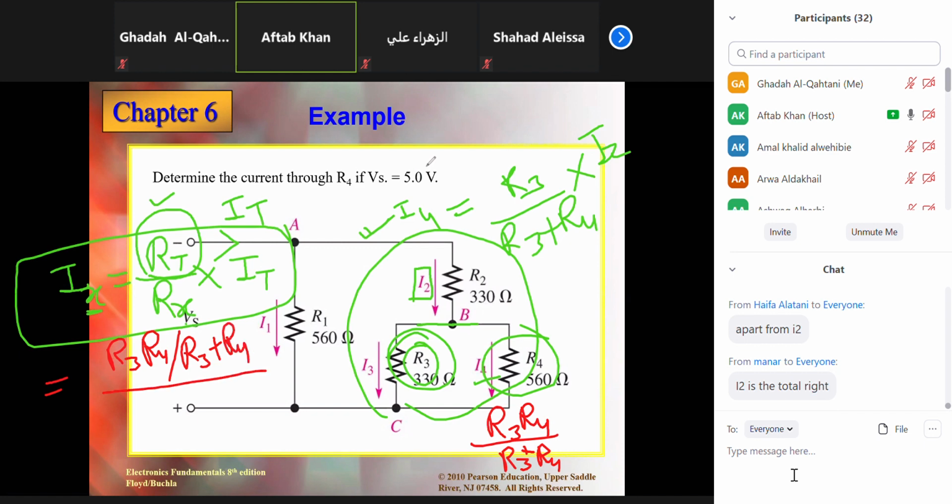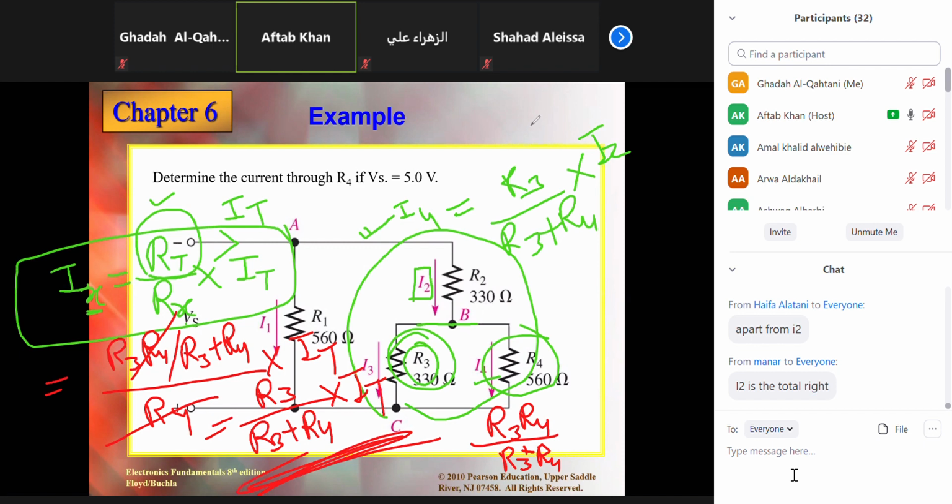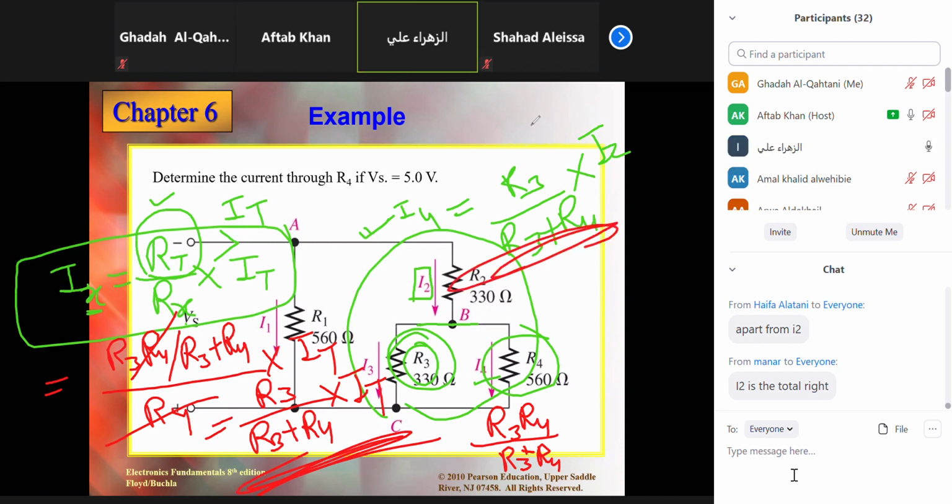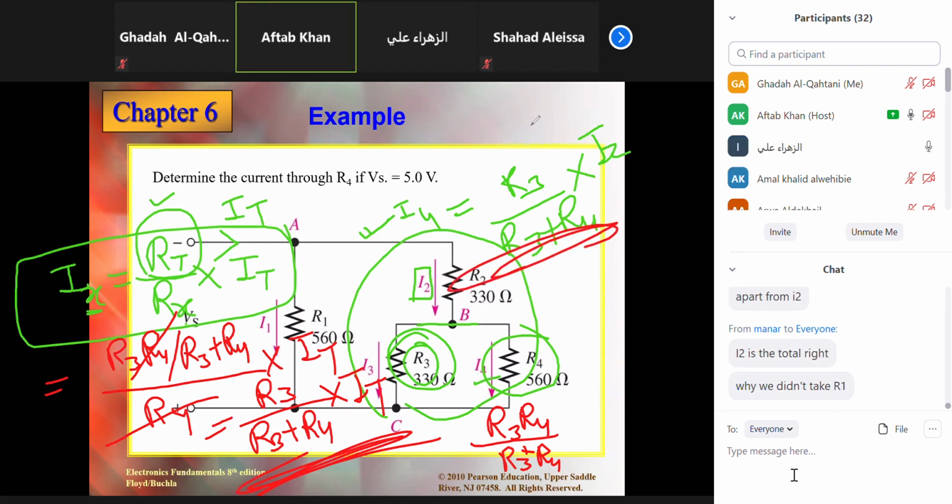And what is your Rx? Can you specify? It is R4, correct? R4 multiplied by IT. So R4 will cancel this R4 and you will get R3 over R3 plus R4 multiplied by IT. Is it not the same? Yeah, it's the same. This is a very basic thing. You should have cleared it in chapter 3, but now you are clearing it. No problem, never late.